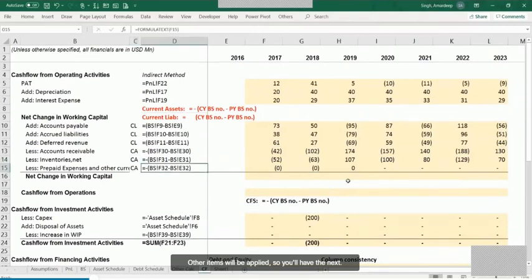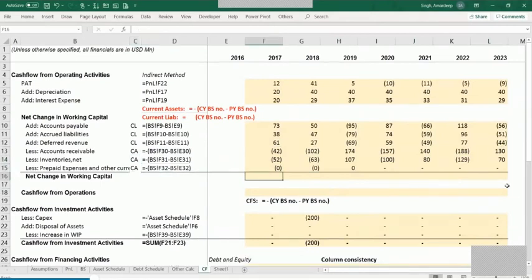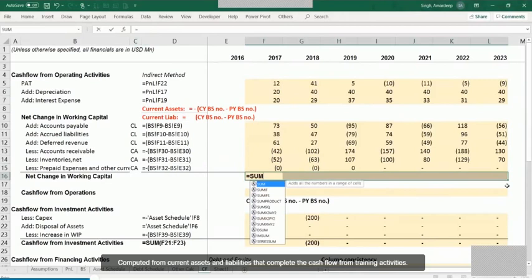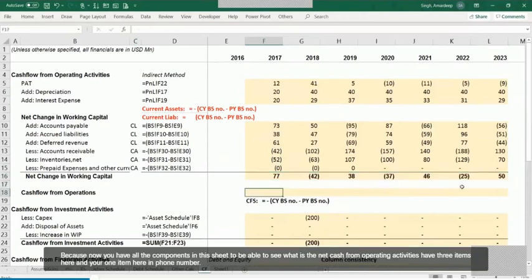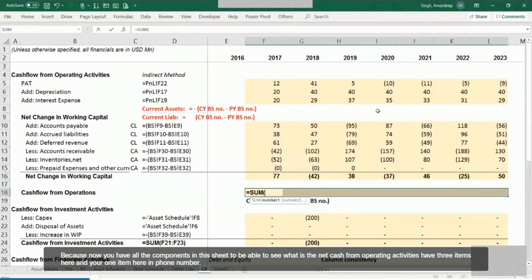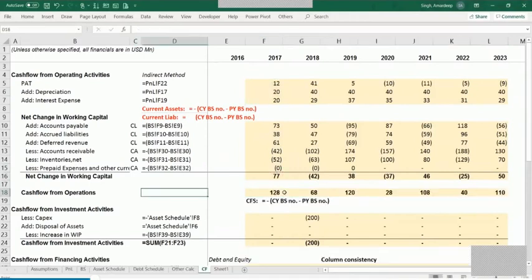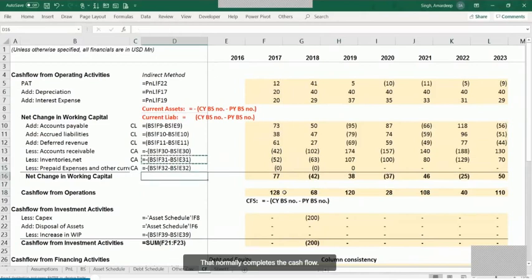So you have the net changes in the working capital computed from current assets and current liabilities. That completes the cash flow from operating activities because now you have all the components in this sheet to be able to see what is the net cash flow from operating activities. You have three items here, and you've got one item here in row number 60. That formally completes the cash flow statement.